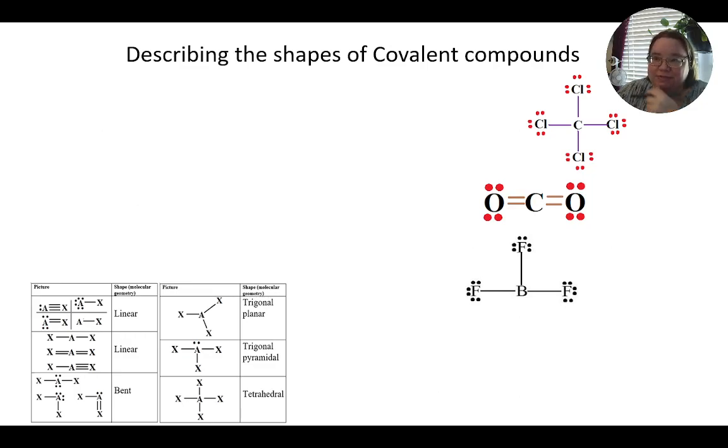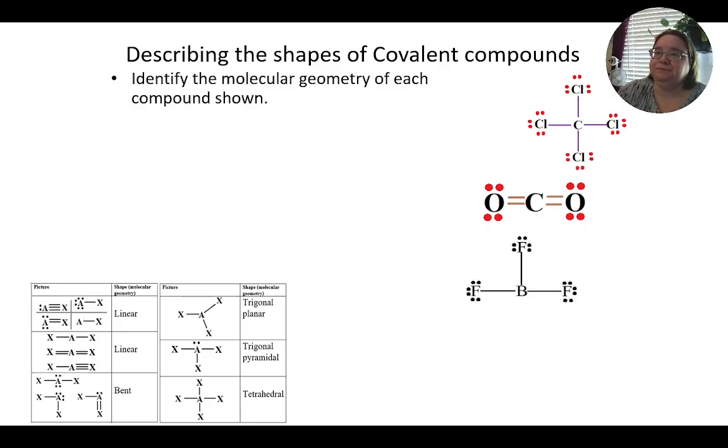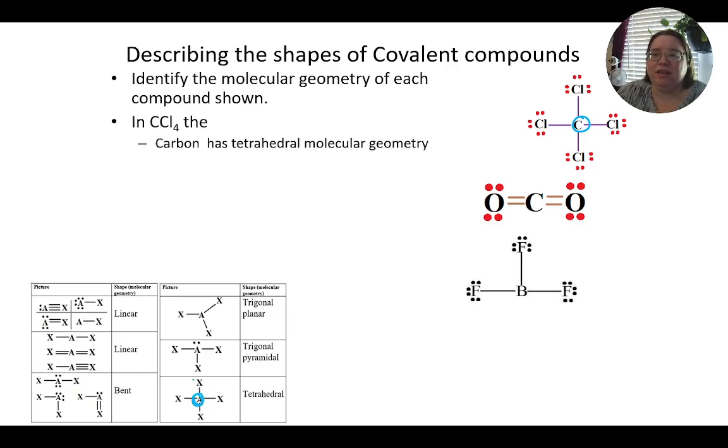So our 3 examples here, let's determine the shape around that central atom. What is the shape around my carbon or my boron in the 3 that are currently on the screen? And I think there's a 4th one that just hasn't shown up yet. So in my CCl4, carbon tetrachloride, that central atom is the carbon. I can easily see that it has 4 lines coming off of it in 4 different directions. Therefore, it has to be tetrahedral.